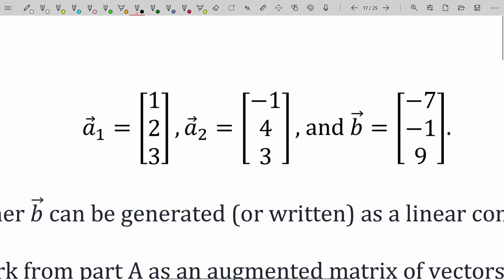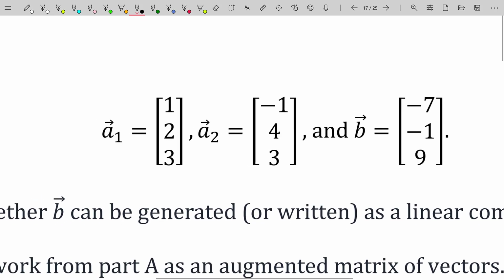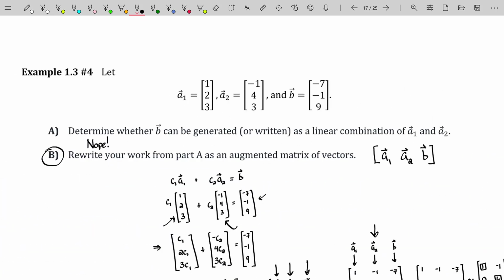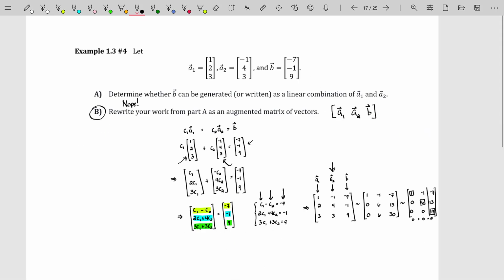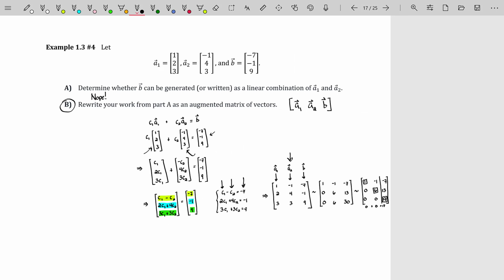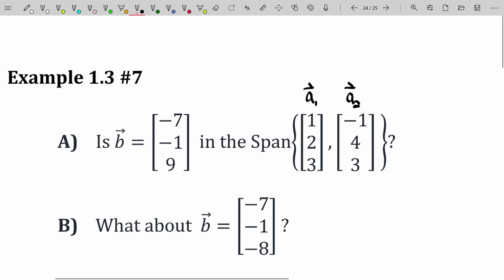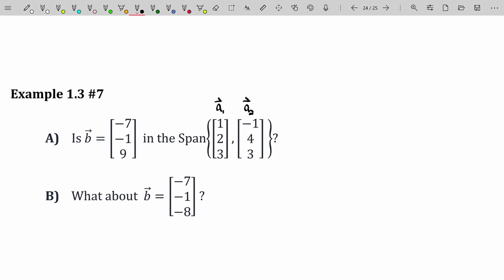Notice these are the same vectors, (1, 2, 3) and (-1, 4, 3), that's a1 and a2, and then b is (-7, -1, 9). In this example, we were asked, can b be generated or written as a linear combination of a sub 1 and a sub 2? And we built a vector equation and found out that nope, that just wasn't possible. Hence, b cannot be in the span of those two vectors because there's no linear combination of those two vectors that will ever create b. So b is definitely not in the span of those two vectors.